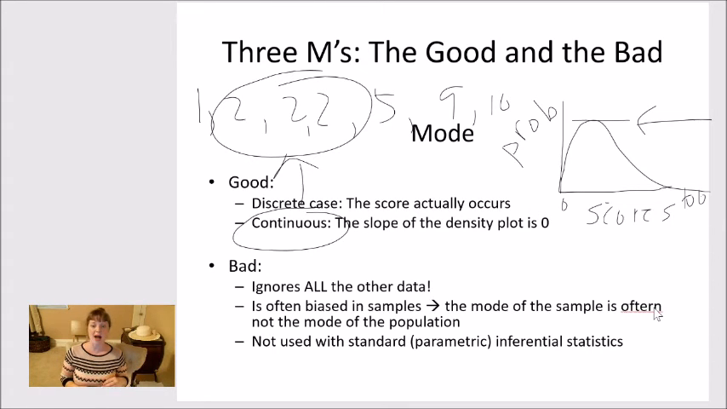And of course, another drawback of the mode is just like the median, you can't use it in those cool inferential statistics that require the mean, right? Can't use it to answer cool research questions, like is age related to cognitive functioning?